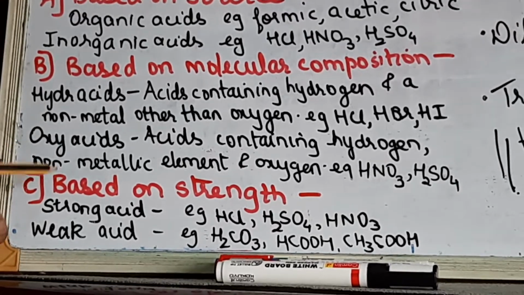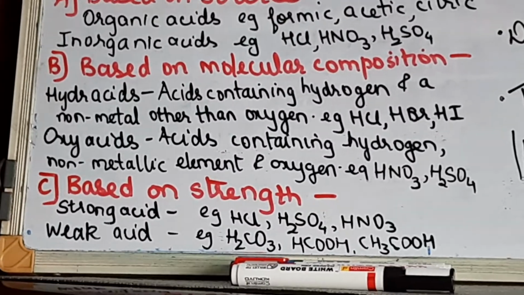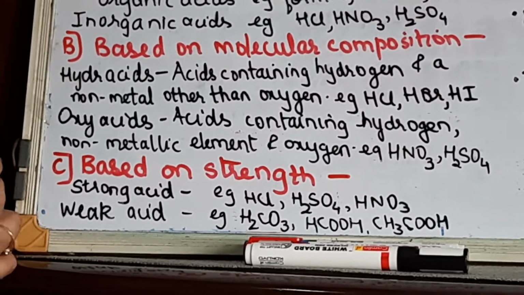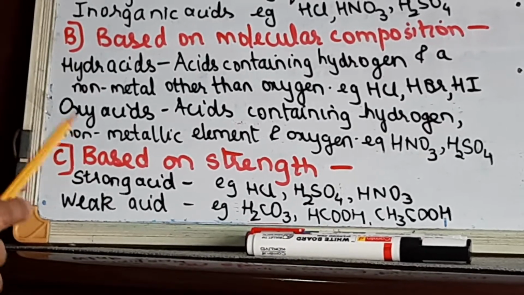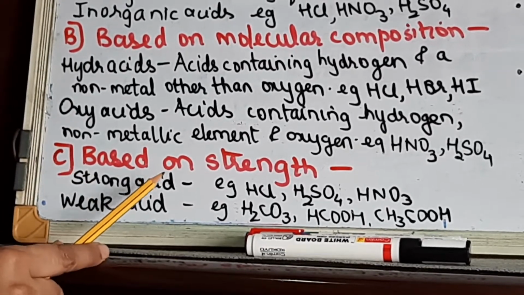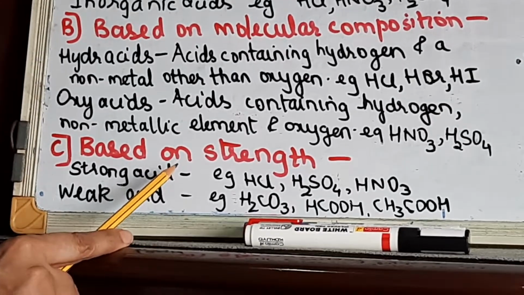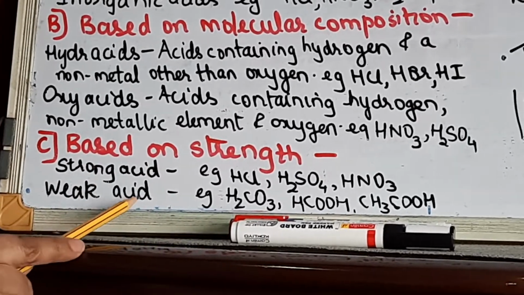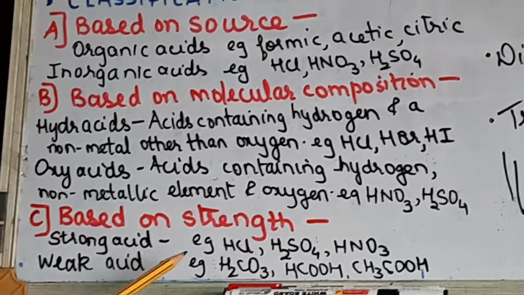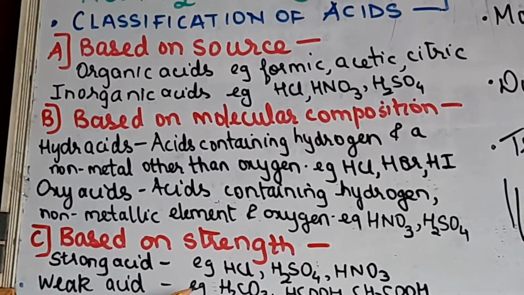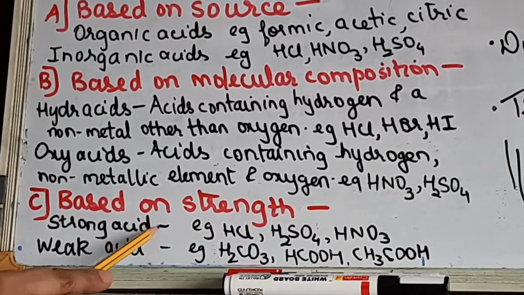Next is based on the strength. I hope you remember this. Strength of an acid depends on what? Yes, very good. The extent of dissociation of an acid in aqueous solution. We have done this in electrolysis, strong and weak electrolytes. So a strong acid is the one which will undergo complete dissociation in aqueous solution to form a large concentration of hydronium ions, and a weak acid is the one which undergoes only partial dissociation in aqueous solution to form a low concentration of hydronium ions. So particles in solution will be what for a strong acid? Only ions. Yes, very good.